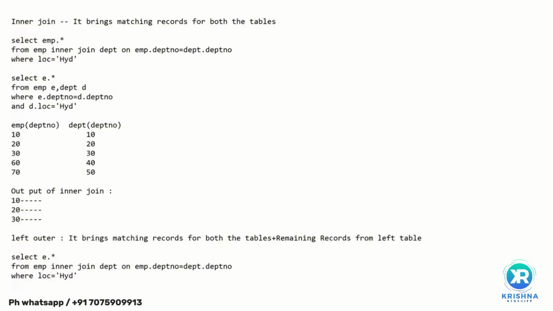Okay, emp e inner join department d on e dot dpt number equals d dot dpt number, where d dot location equals Hyderabad. Here it's not inner join, it's left outer join, right? So you can just write left join. You can write like this, left join. Left join means it's left outer join.